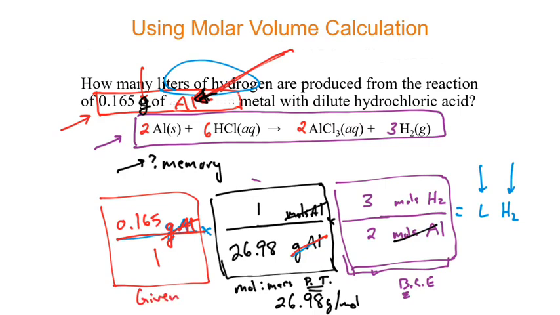This was a given piece of information. So do I now have the answer? Well, let's go back through and look at the work. Grams of aluminum canceled, moles of aluminum canceled, moles of hydrogen. Moles of hydrogen are not the liters of hydrogen, which means I need to get rid of the moles of hydrogen.